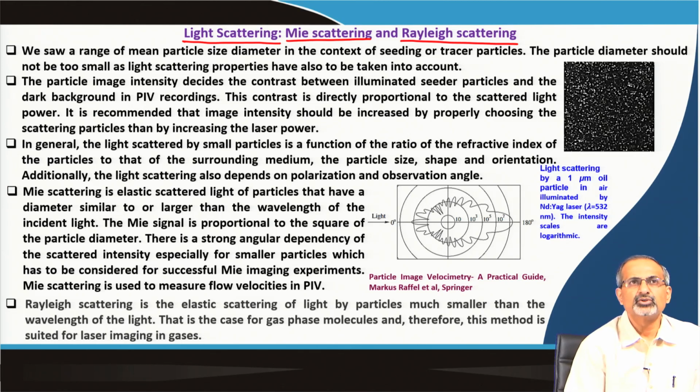The particle diameter should not be too small, as light scattering properties also have to be taken into account. That means, even if they need to be small from the point of view of neutral buoyancy and other issues like velocity lag, such requirements also have to be fulfilled in harmony with the requirement of illuminating them. The particle image intensity decides the contrast between illuminated seeder particles and the dark background in PIV recordings. This contrast is directly proportional to the scattered light power.